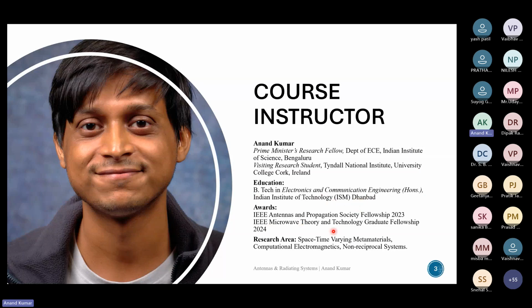Dhanbad. I got some awards, and my research area is specifically space-time varying metamaterials, computational electromagnetics, and non-reciprocal systems. These are heavy words, but when you do a PhD, it becomes a very narrow area. Metamaterials is another course which I usually take. Computational EM is my expertise. So I host different courses, and my courses are on YouTube as well.